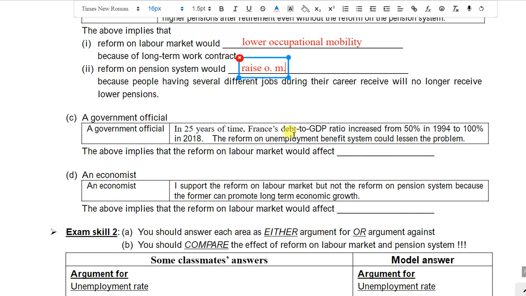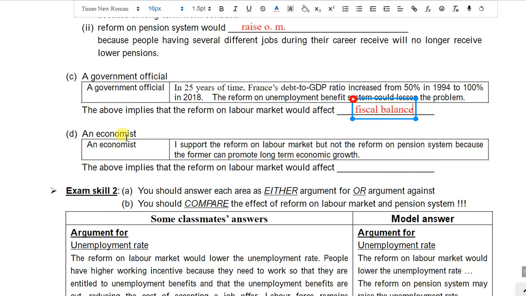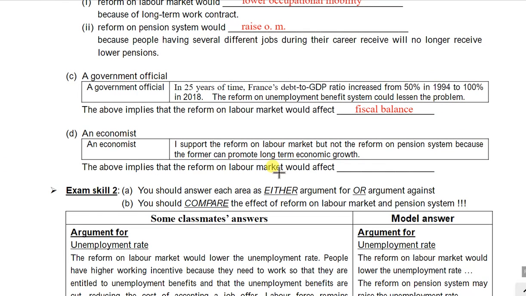Then this is about the government debt. And somehow you have to talk about the fiscal situation of the government. That's why you can mention something about the fiscal balance. And most probably the unemployment benefit could be reduced, and that's why the fiscal balance could improve. The last one is about the economist. For the economist, he mentioned something about the long-term economic growth.